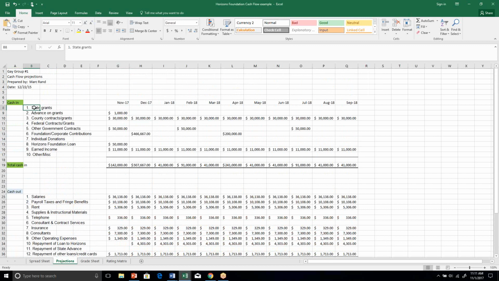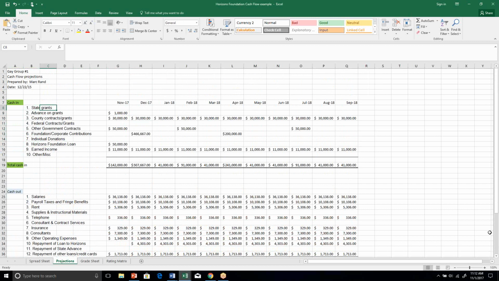So diving in, cash in. What grant sources and what other sources of income does your organization have? That's what you want to fill out here. We have this example up. This is not going to look like yours, but likely you may have some state grants or county grants or federal grants, etc. You are also requesting a Horizons Foundation loan, so I put that in here. So what sources of cash coming into the organization do you have? That's what we're looking at here, so you would fill that in here.